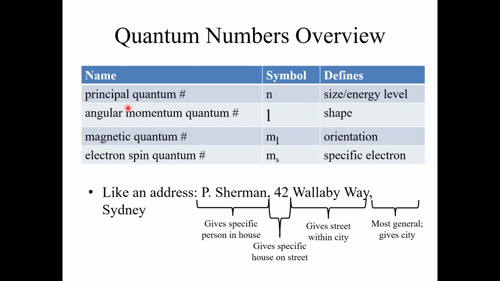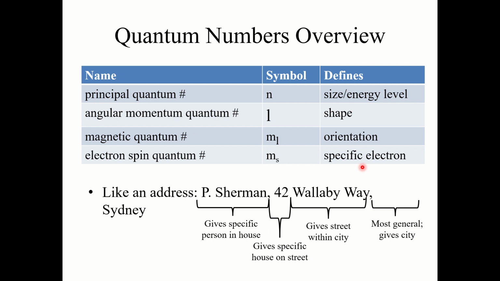The second quantum number is the angular momentum quantum number. It is represented with the variable L, and this defines the shape of the orbital. There are 4 L values you will need to know, and we'll get into them in a few slides here. The third quantum number is the magnetic quantum number, m sub L. This describes the orientation in space of the orbital. The final quantum number is the electron spin quantum number, m sub S. This is specific to an electron, and this tells you if an electron is spin up or spin down.